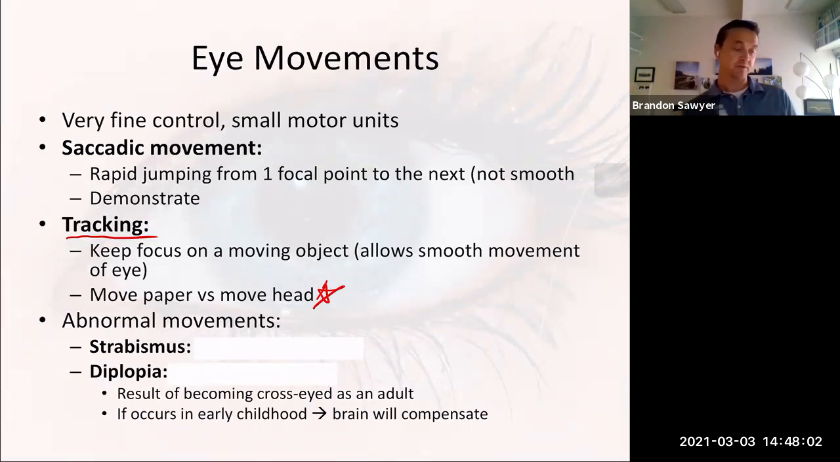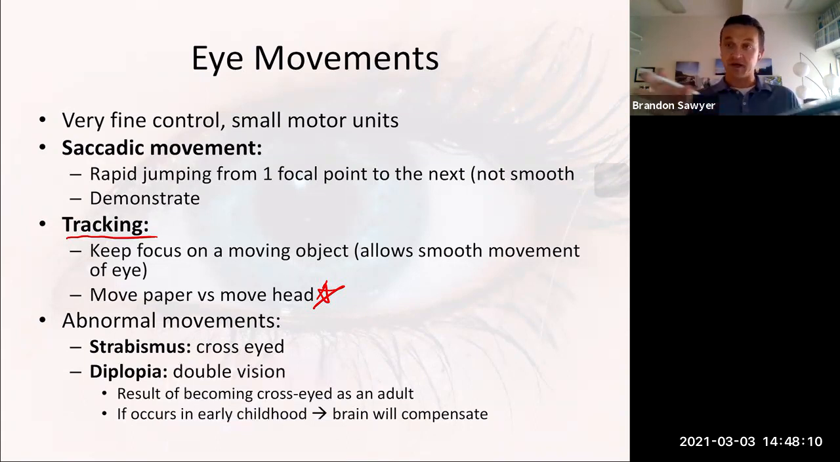Some abnormal movements you can have: strabismus. Strabismus is a medical term for cross-eyed, and diplopia is double vision. And this happens if your eyeballs are looking at two separate things. If your eyeballs are looking at two things, you get two different images coming in, and that leads to double vision.